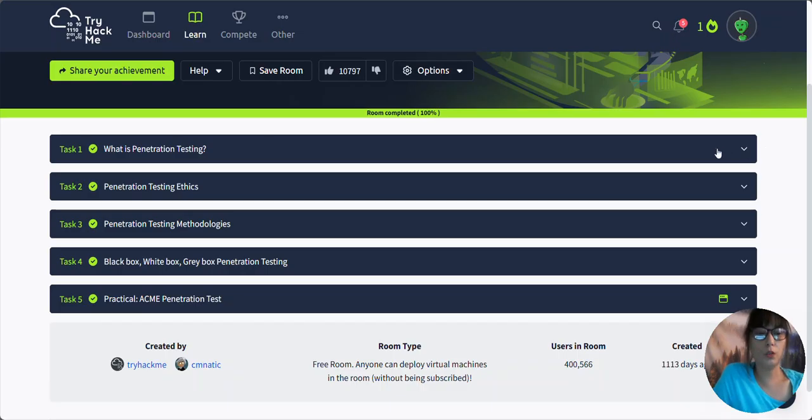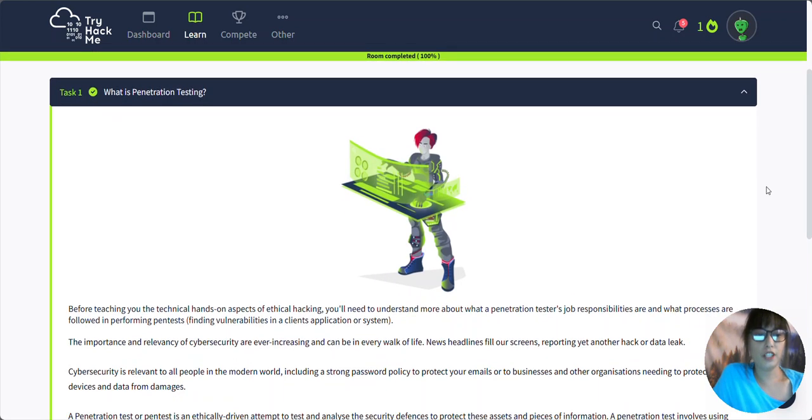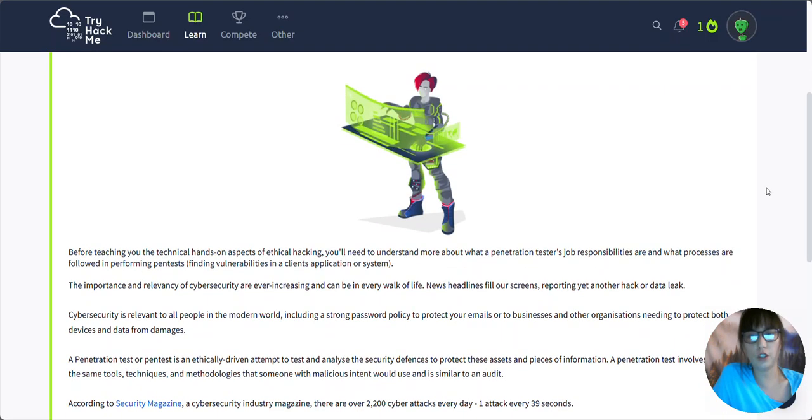Task 1, what is penetration testing? Before teaching you the technical hands-on aspects of ethical hacking, you'll need to understand more about what a penetration tester's job responsibilities are and what processes are followed in performing pen tests, which are finding vulnerabilities in a client's application or system. The importance and relevancy of cybersecurity are ever increasing and can be in every walk of life.